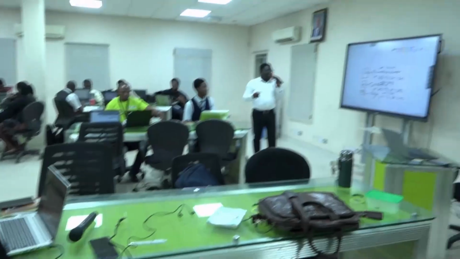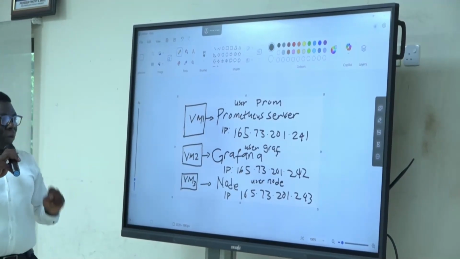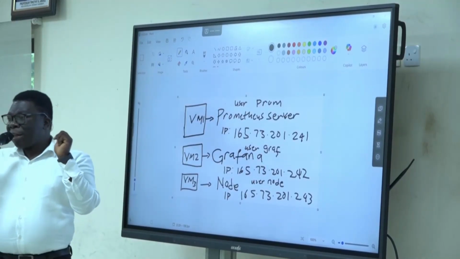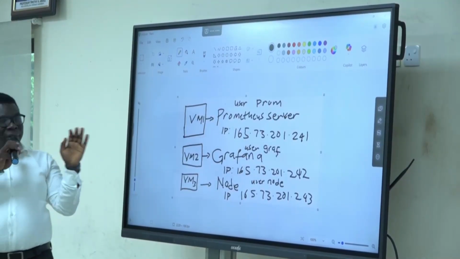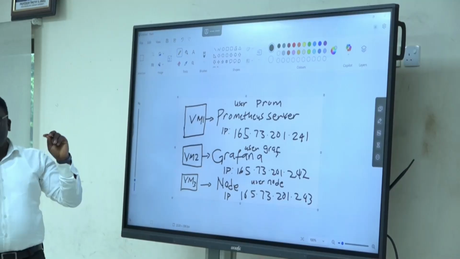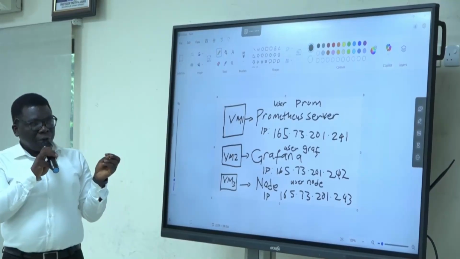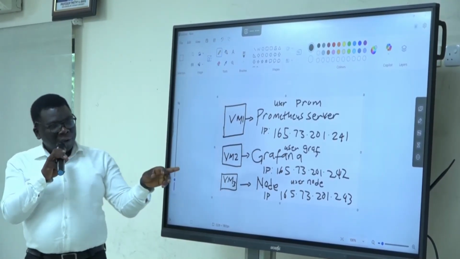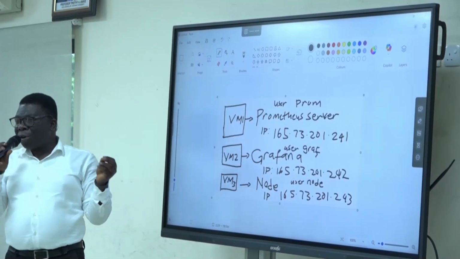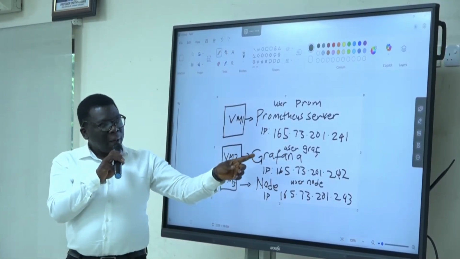Thank you. So this is what we're going to be doing. I have this on the board, please let's look at the board. I hope the online participants are okay. We have 3 machines that have been set up, and I've given them their IPs. VM1 is going to be hosting our Prometheus, that's going to be the Prometheus server. VM2 is going to be our Grafana server, and I've also given it its own IP. VM3 is going to be the node that we actually want to monitor.